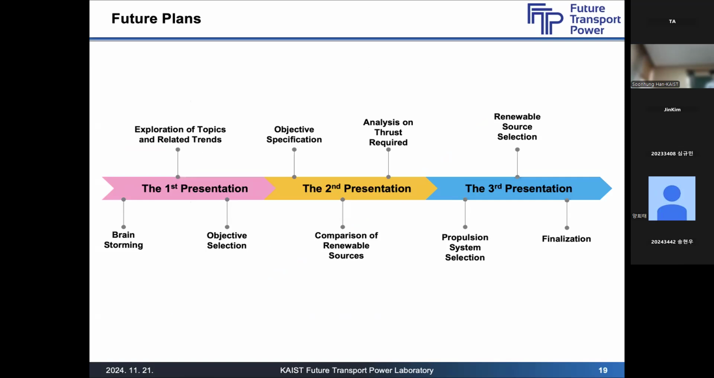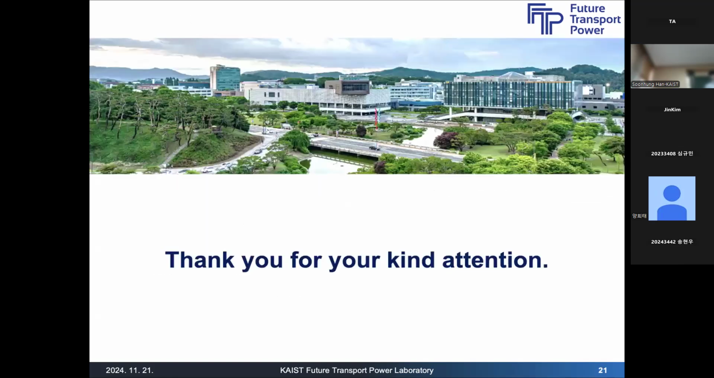Finally, the future plan. In this presentation, we did analysis on the thrust required and comparison with renewable sources. And for the final presentation, we're going to select the propulsion system and corresponding renewable source, and that'll be the end of the presentation. Thank you for watching.